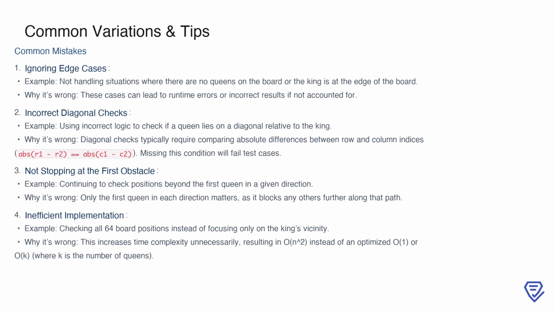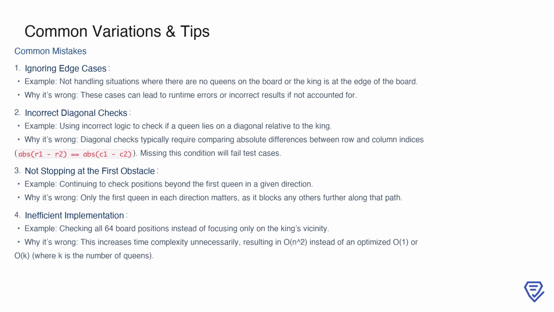When solving this problem, there are several common mistakes you should be aware of. First, ignoring edge cases can cause major issues. For example, if there are no queens on the board or if the king is positioned at the edge, failing to handle these scenarios can lead to runtime errors or incorrect results.